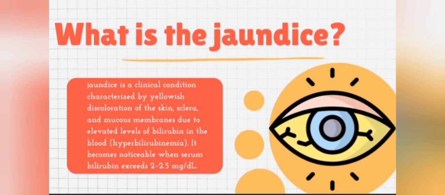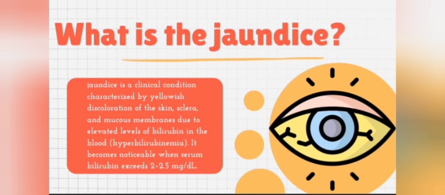Normal bilirubin level in our body is approximately 0.1 to 1.2 mg per dl. The total bilirubin, the upper limit is approximately 1.2 mg per dl. But when the bilirubin level increases beyond this level, it is called hyperbilirubinemia. And when the hyperbilirubinemia is such that it starts to manifest clinically, like there is yellowish discoloration of sclera or skin or mucous membrane, that is called jaundice.